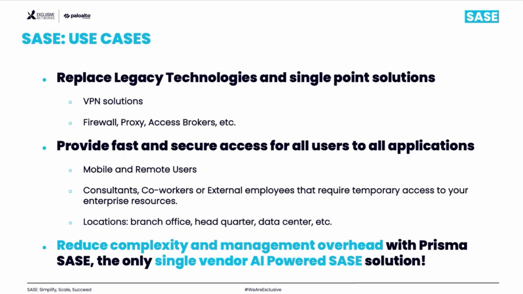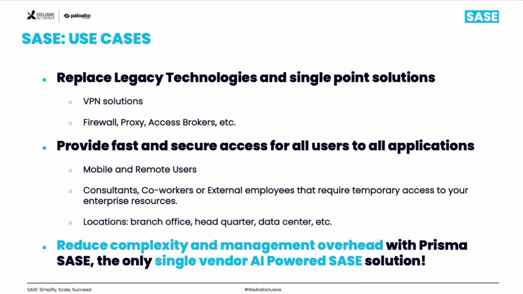Now, there are different use cases that we'll talk about today. Main use cases for SASE is definitely VPN replacement and other legacy technologies such as traditional firewalls. You might have a proxy that you want to replace with secure web gateway. You might use an access broker or another CASB vendor. You will be able to replace that with Prisma SASE, as we'll discuss later on.